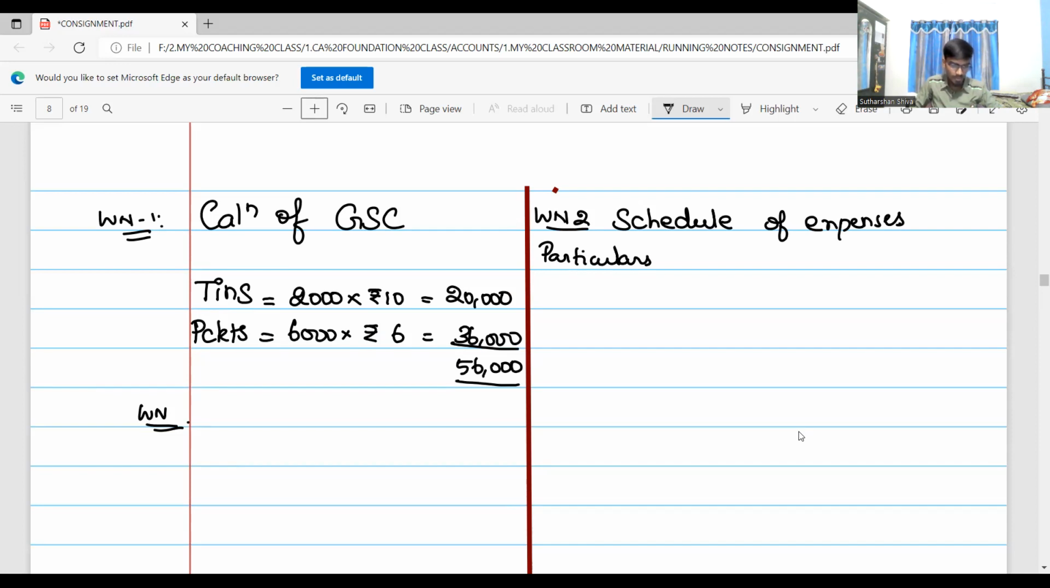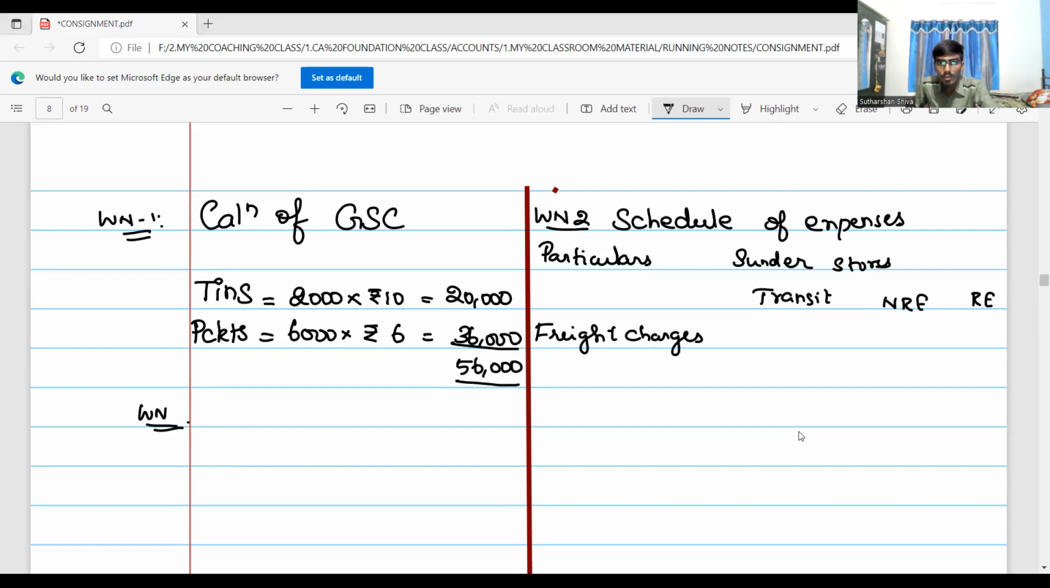Particulars. Sundar stores, you have 3 types, right? One is in transit, one is non-recurring expenses, one is recurring expenses. Transit in the question may seem new to you. Kindly note it down. Freight charges. How much freight charges do they say to pay? 2% of selling value.